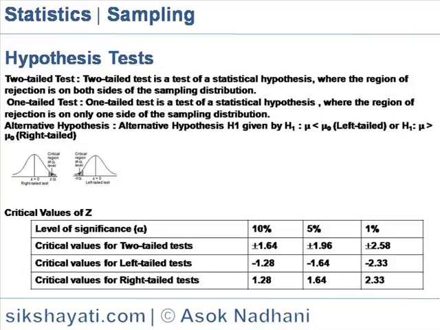In the right tail, the critical region lies entirely in the right tail of the sampling distribution of the sample statistic, with area equal to the level of significance alpha. In the left tail, the critical region lies entirely in the left tail of the sampling distribution of theta, with an area equal to the level of significance alpha.